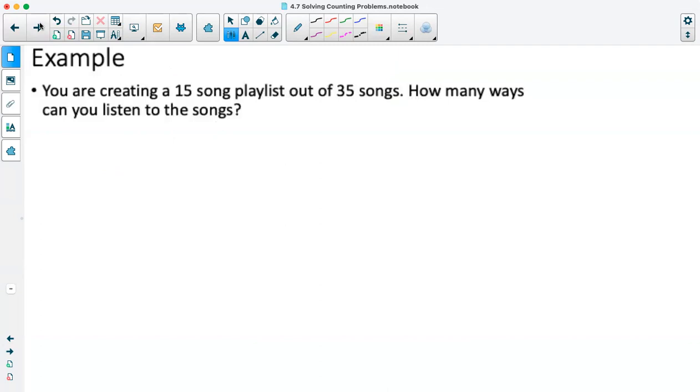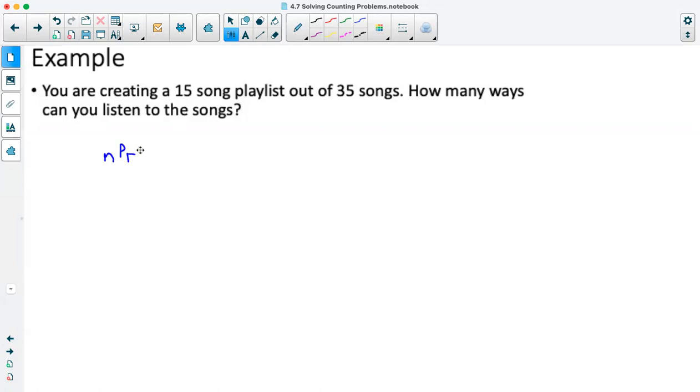Example, you're creating a 15-song playlist out of 35 songs. How many ways can you listen to the songs? So for this one we have to consider, does order matter? If you're listening to a playlist, the playlist is going to be different to you depending on what order those songs are in. So order does matter, and therefore it's permutations.